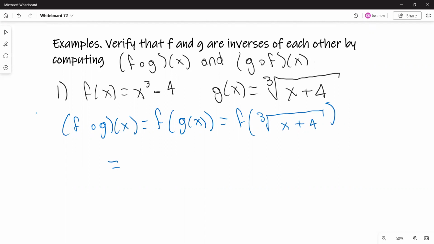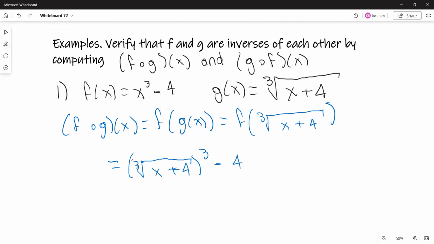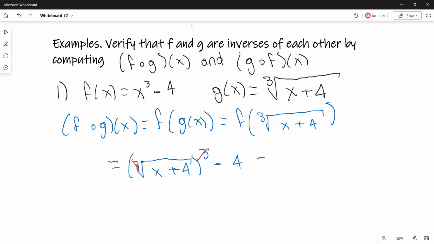So F of the input is the input raised to the third power minus 4. So this is the input, whatever that is, minus 4. But the input is the cube root of X plus 4. And the cube root cancels with the third power. So that is X plus 4 minus 4, and that is equal to X. So if one is true, the other one will be true.